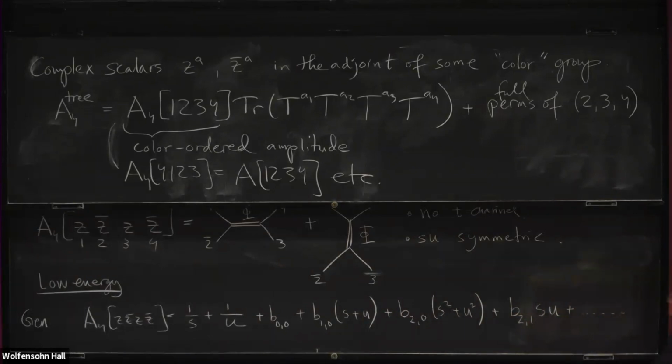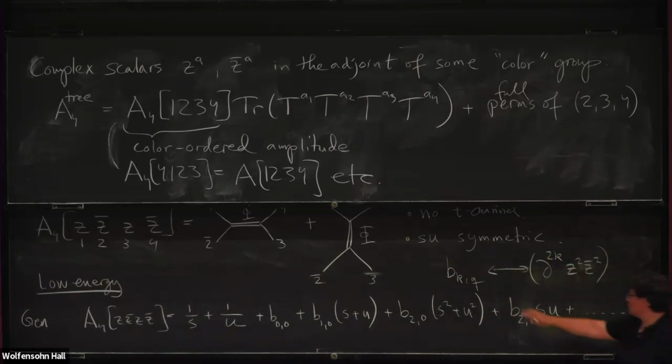And if I took this to be a massive scalar exchanged, I could pull out exactly what these coefficients would be. But more generally, what I would have is that these BKQ coefficients are in one-to-one correspondence with derivative operators, 2 to the k times z squared, z bar squared, acting on this. So these are the coefficients associated with those operators in the effective action.